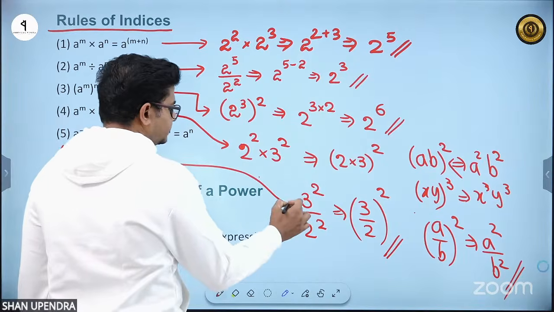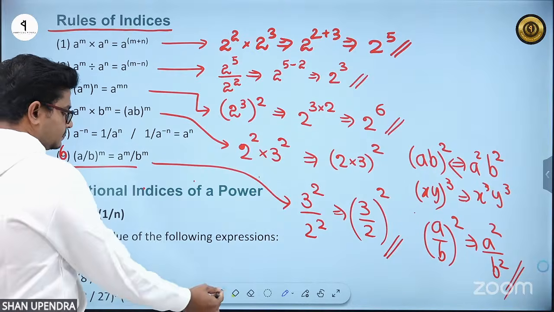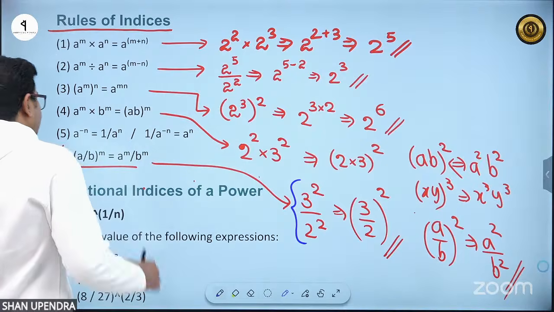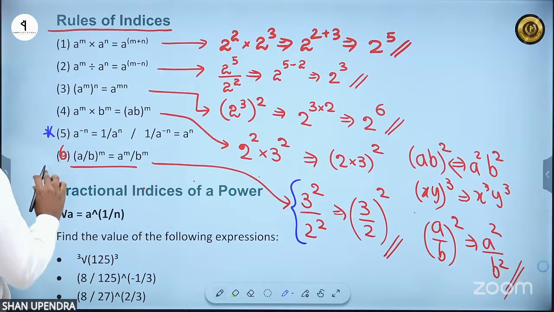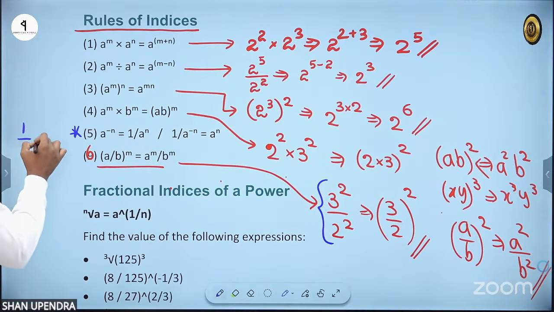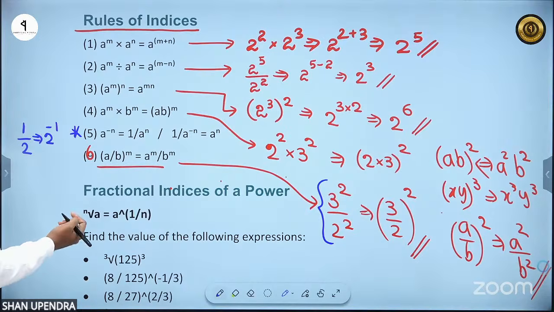The 6th one. Then the 5th one is also a very common idea. When you take 1 over 2, simply you can take this as 2 to the power minus 1. The other way around, let's take 2 to the power minus 2. Then you can write this as 1 over 2 to the power 2.